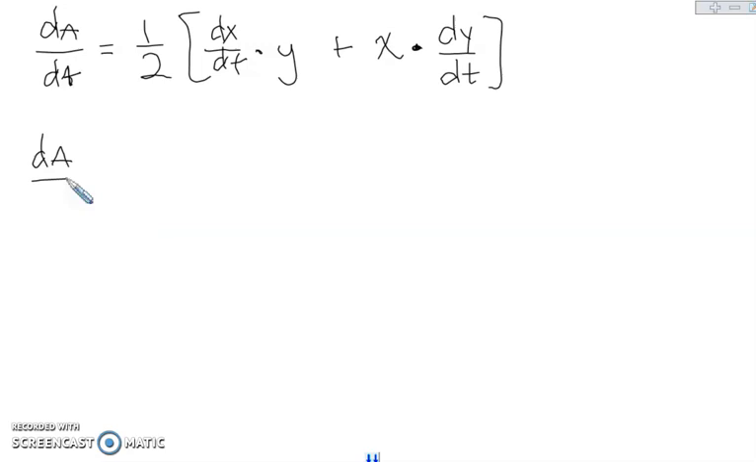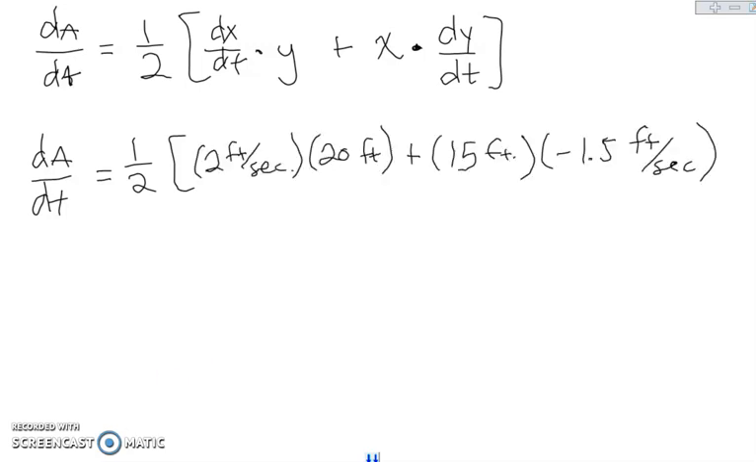So dA over dt is equal to 1/2 times, now we have 2 feet per second, times 20 feet, plus, now that we have the 15 feet. Remember, this information came from the previous problem, the information that we had earlier, especially this one. The dy over dt is negative 1.5 feet per second.